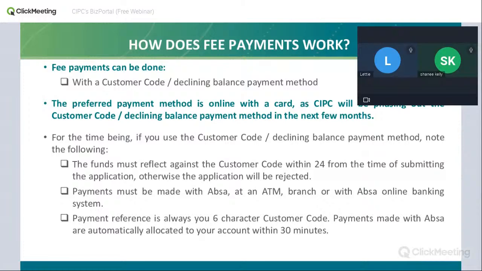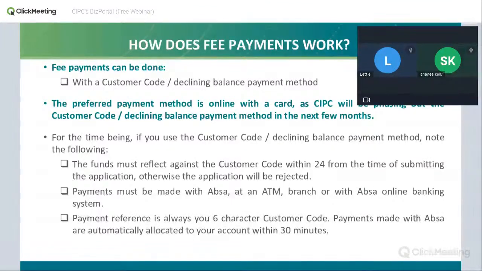For the time being, if you are using the customer code declining balance payment method, note the following. The funds must reflect against the customer code within 24 hours from the time of submitting the application. Otherwise, your application will be rejected. Payments must be made with Absa at an ATM or branch or with the Absa online banking system. Payment reference is always your 6-character customer code. Payments made with Absa are automatically allocated to your account within 30 minutes.